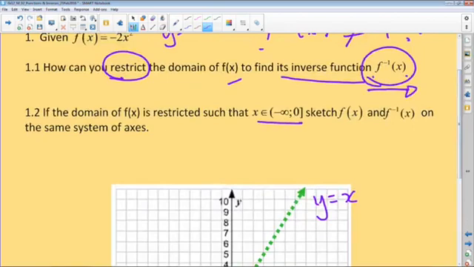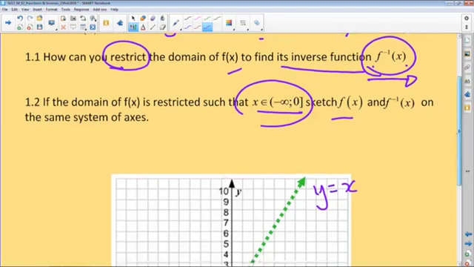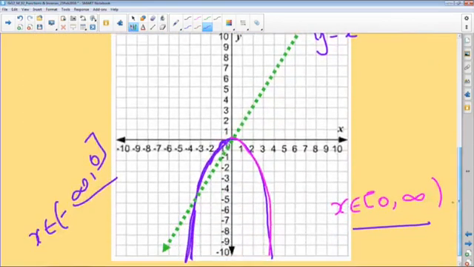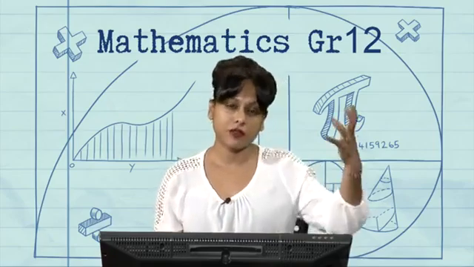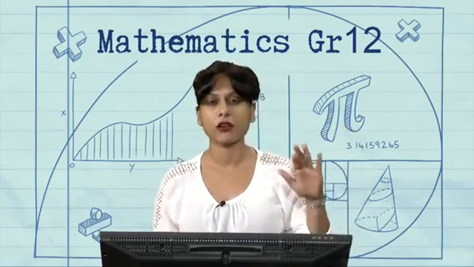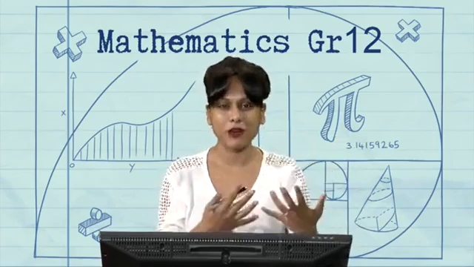The next part says, if the domain is restricted such that x is an element from negative infinity to naught, in other words, we are just looking at the negative arm of the parabola, so we're just restricting to that domain, sketch f of x and then the inverse on the same system of axes. All right, so the inverse graph, now remember everything swaps around when you deal with your inverse. Your domain of the original becomes the range of the inverse, and the range of the original becomes the domain of the inverse. Everything swaps around, okay?